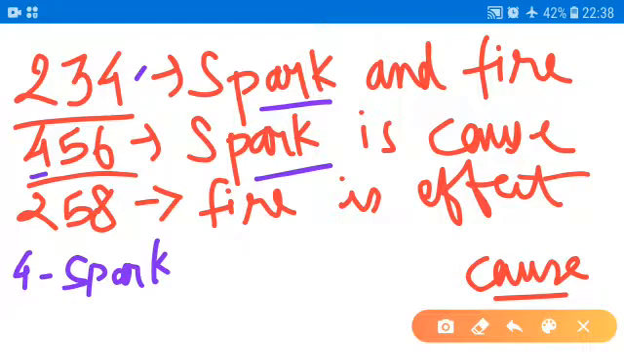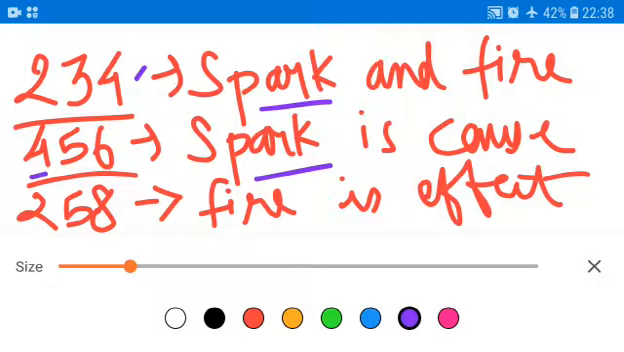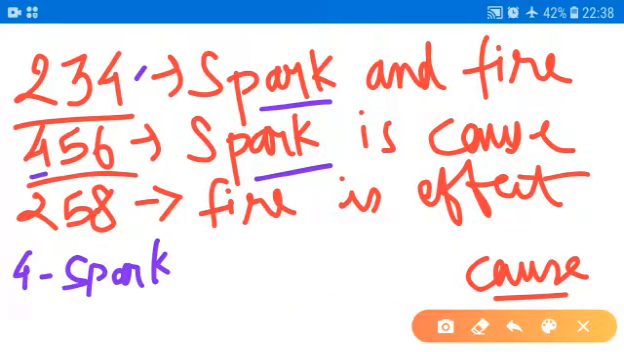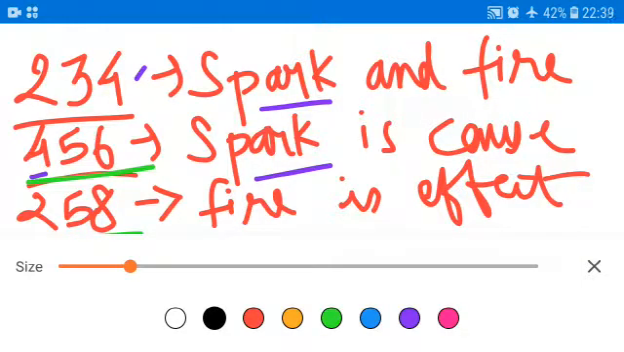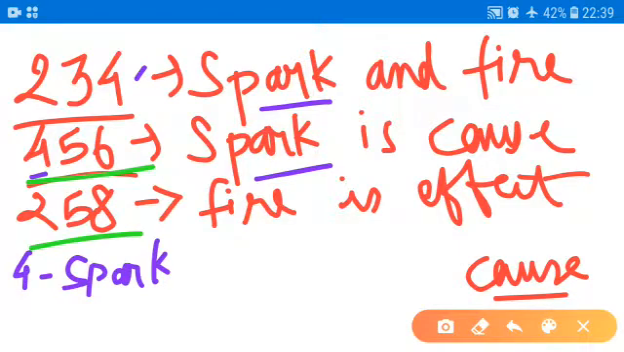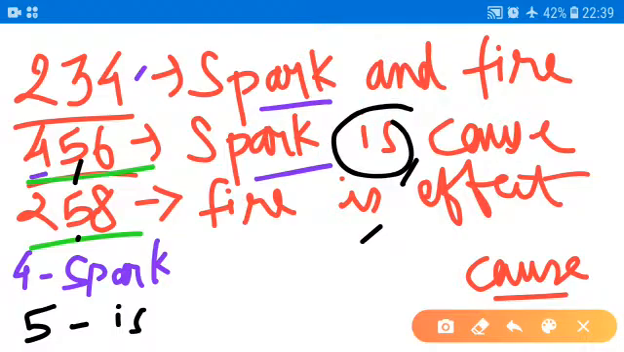Now let us check what is common in the second and the third one. This 5 and this 5 is common in the second and the third numbers. And here what is common? 'Is' and 'is' are common, so simply 5 is written as 'is'. So check here, we get the number for 'is', and we get the number for spark.